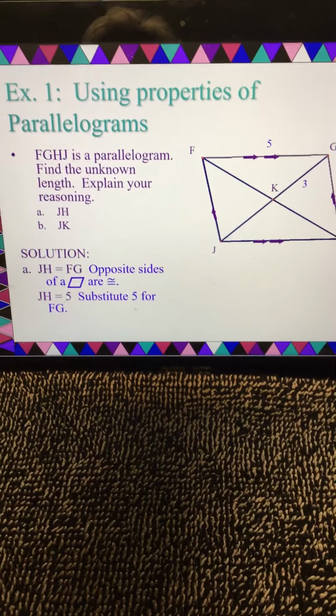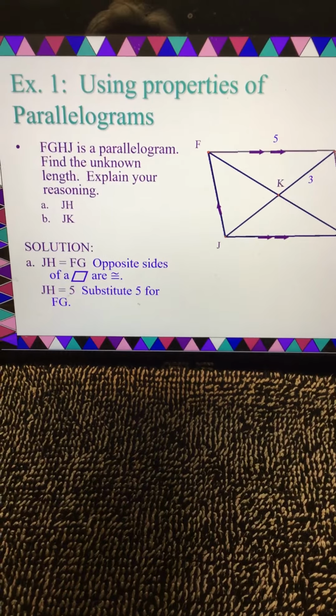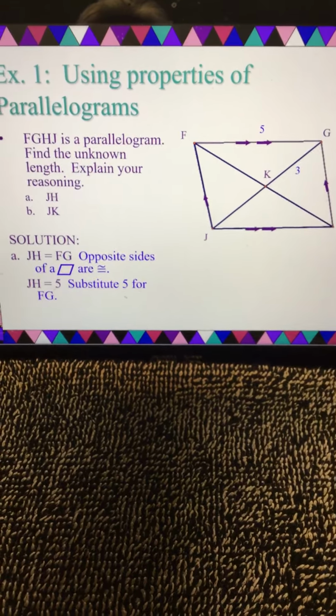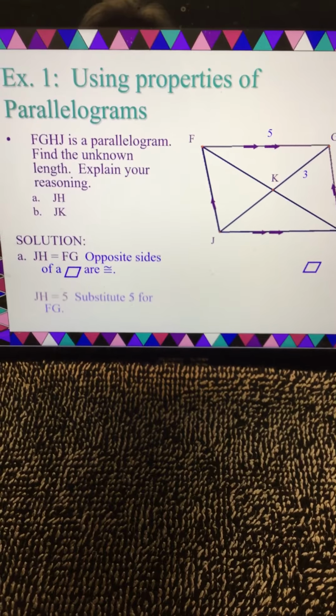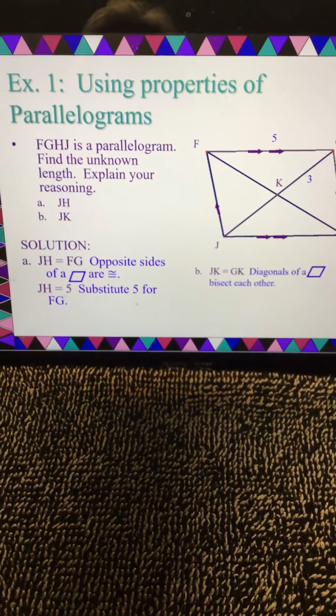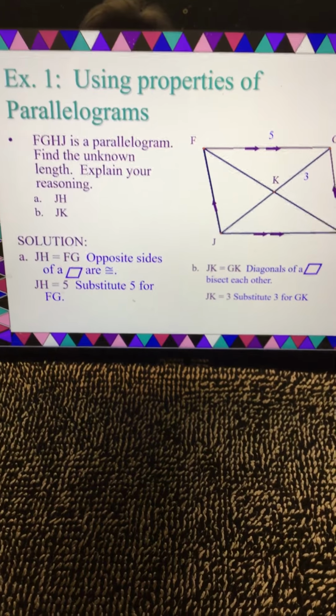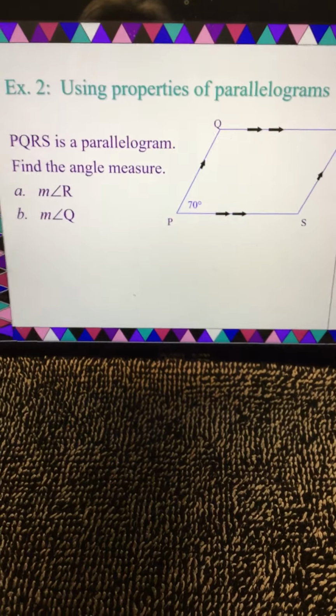So there's an explanation there. We know that opposite sides are congruent, like we said. And we know that diagonals are bisecting each other. And so J to K has to be 3.